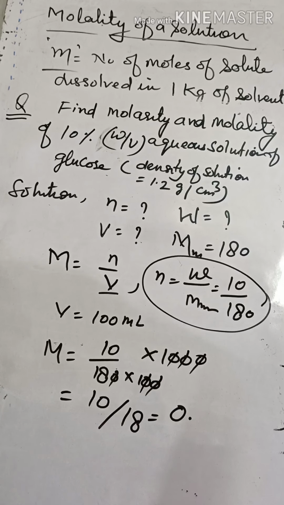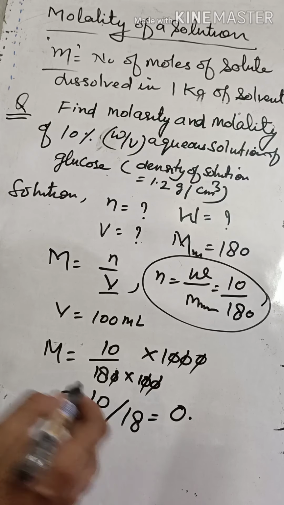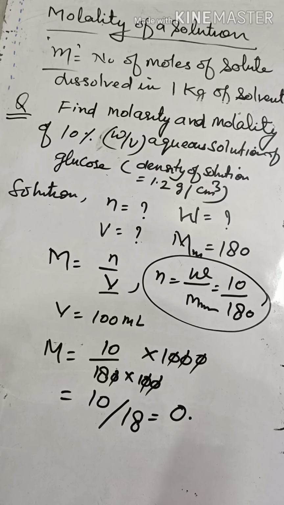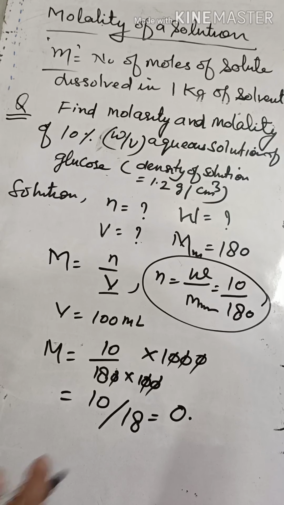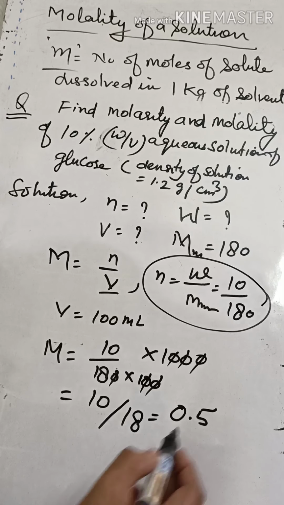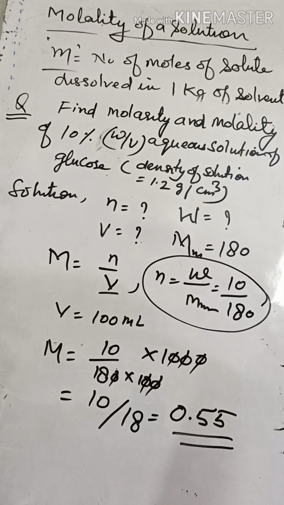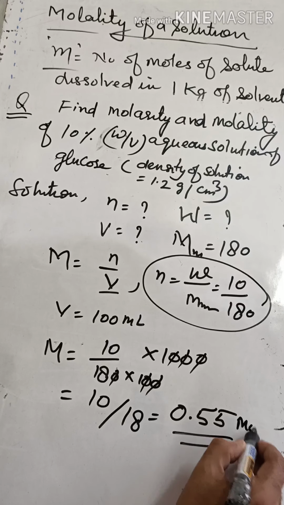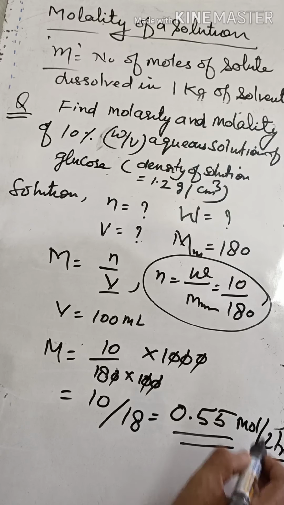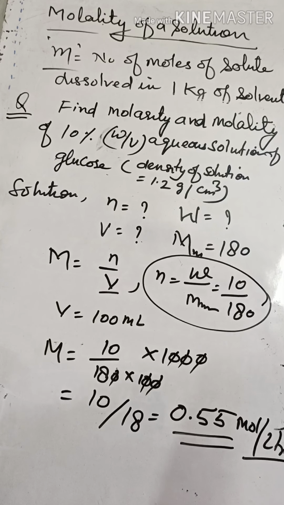So 18 into 5 is 90, then again 10, 18 into 5 is 90. So this is the molarity, 0.55 mole per liter. This is the molarity of the solution.